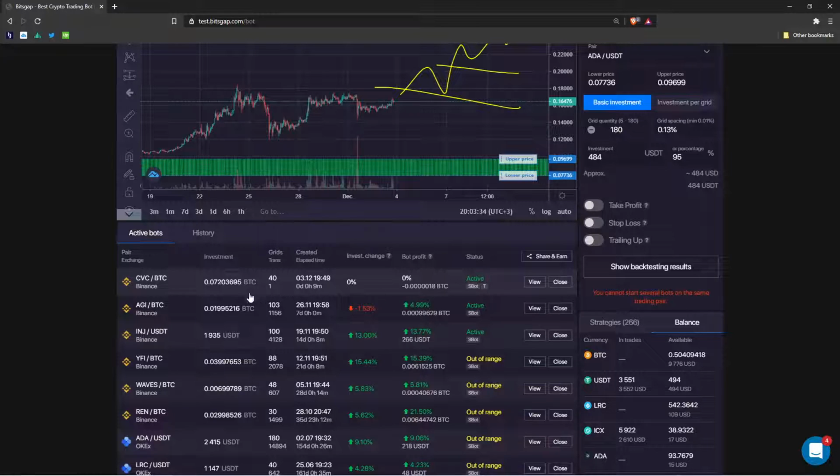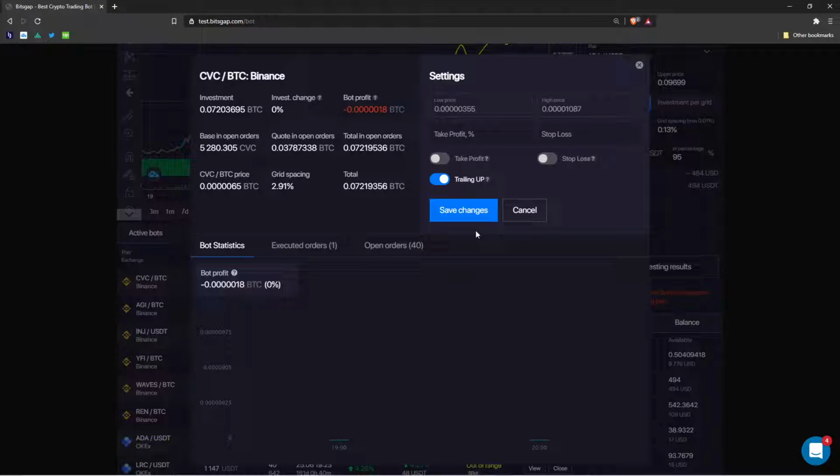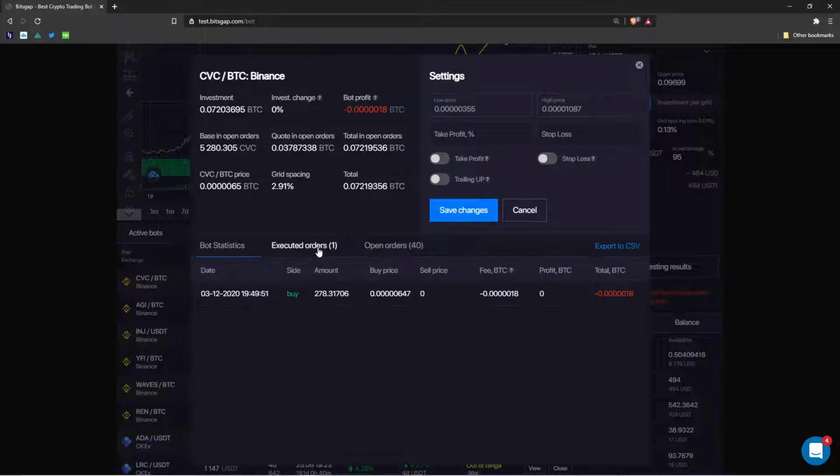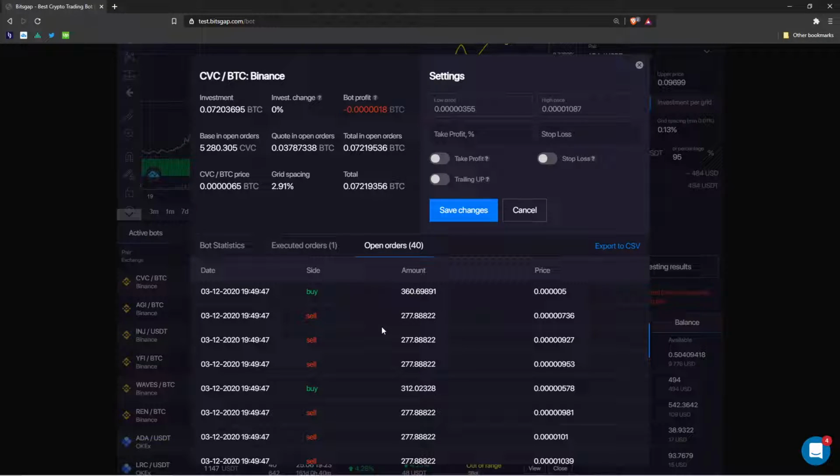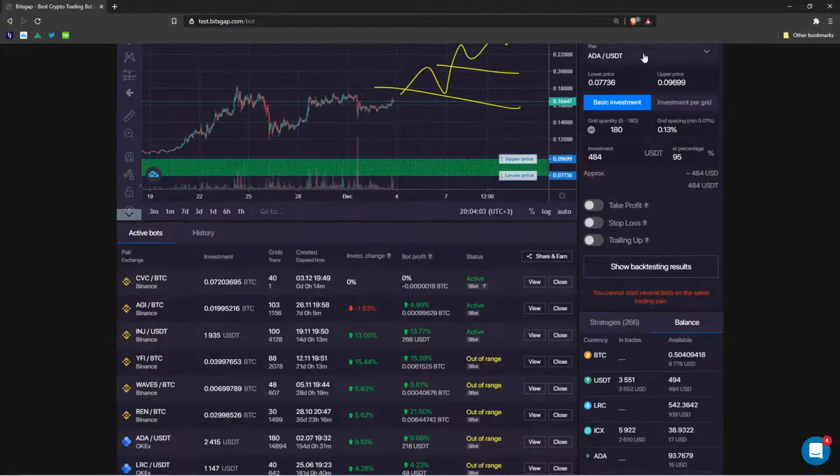So you see CVC trading to Bitcoin, that's the one we launched now 9 minutes ago. You click on view, and here you can set take profit, stop loss right after you launch this trading configuration. And of course you can switch them off. So far we have one trade executed, open order, so everything you need is already here. So let's see if we have any interesting questions.